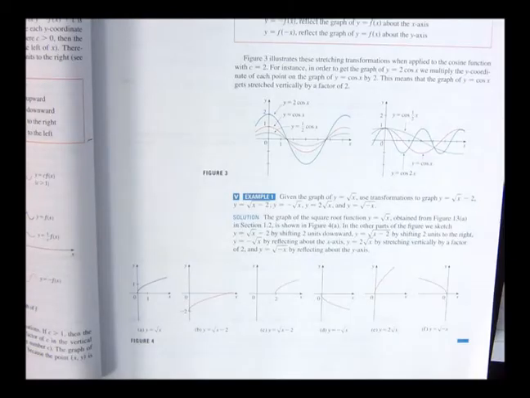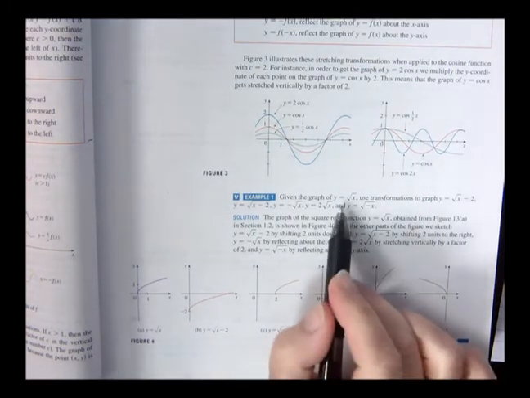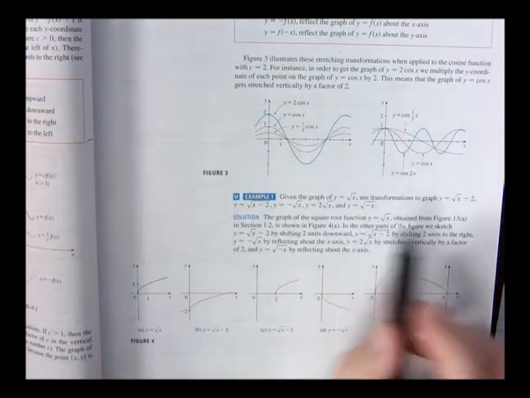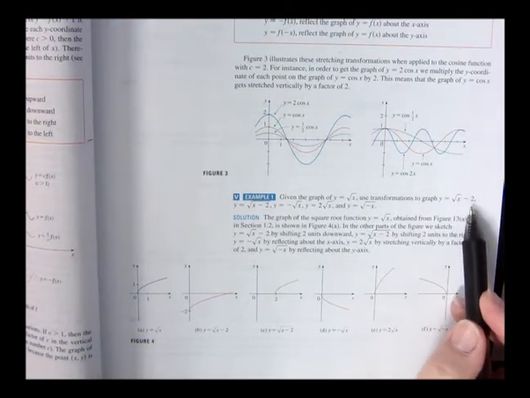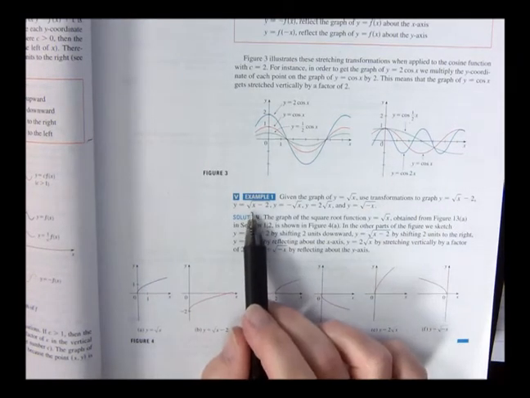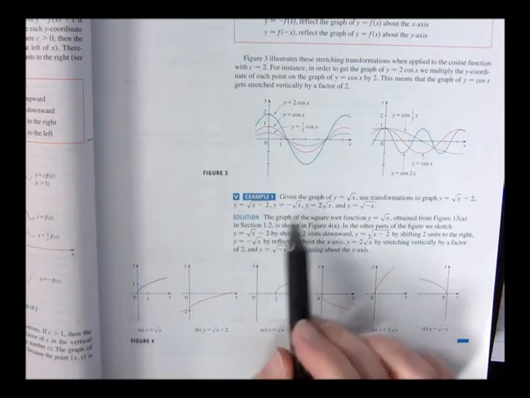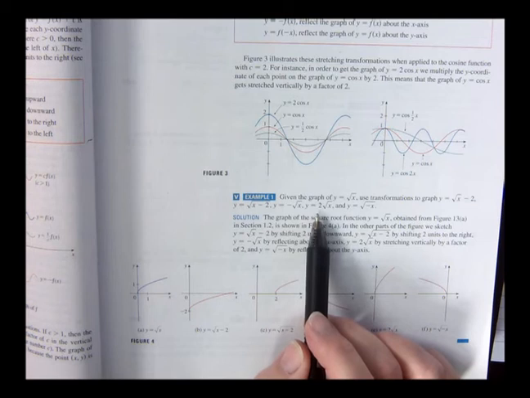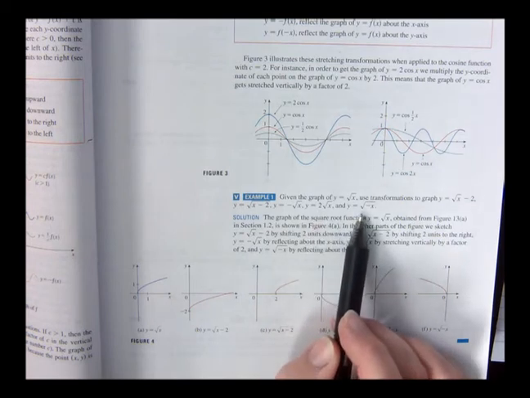Okay, let's take a look at example 1. All right, let's look at some real examples. Here we have example 1. We have this simple graph of y equals the square root of x. We're going to use transformations. We're going to graph square root of x minus 2, square root of x minus 2 under the radical, negative square root of x, and 2 times the square root of x, and square root of negative x.